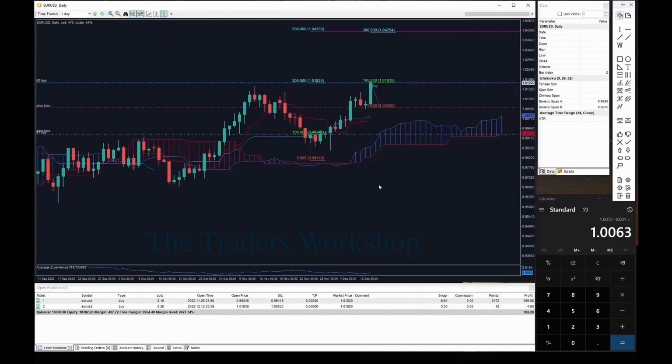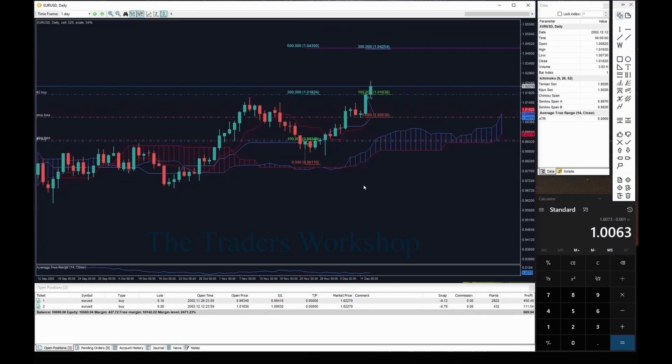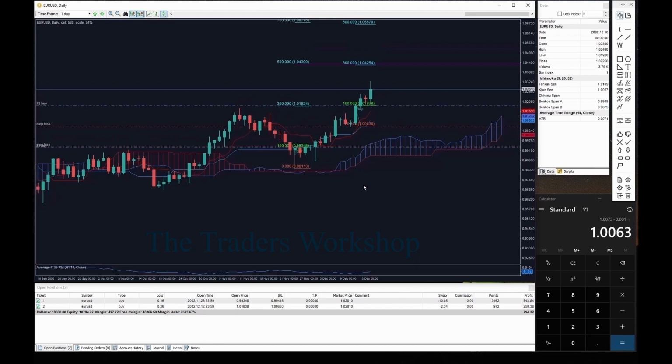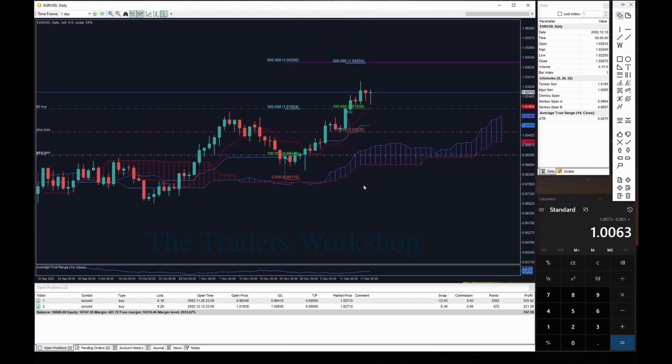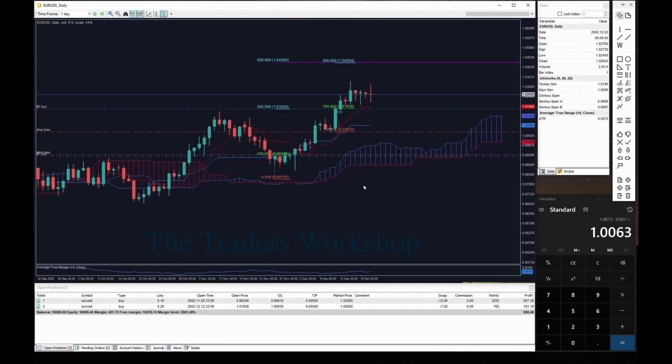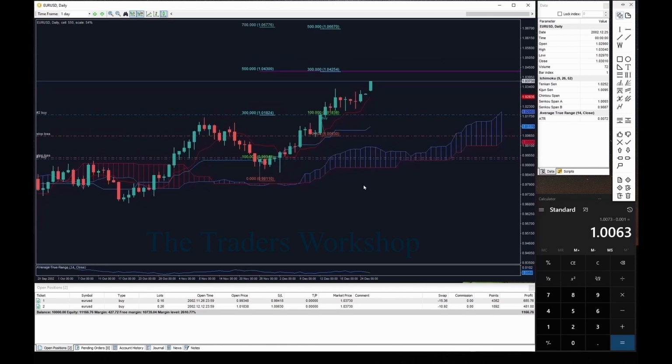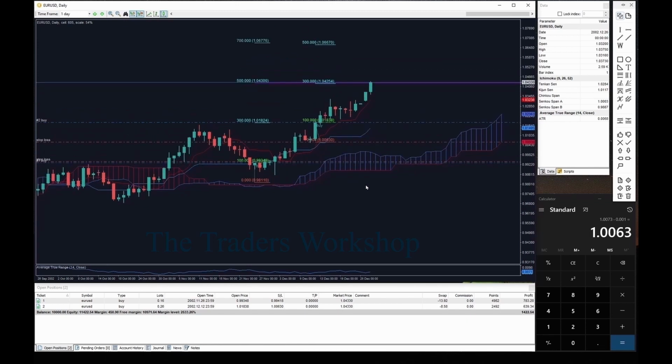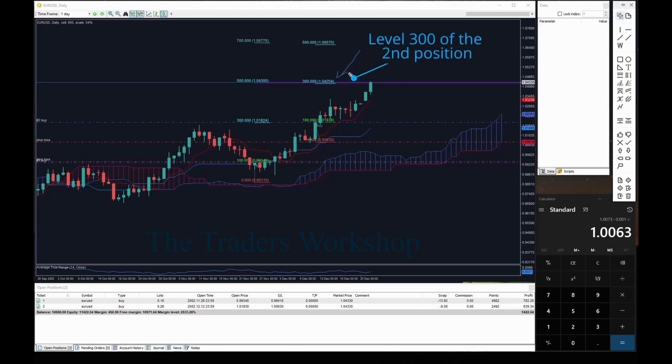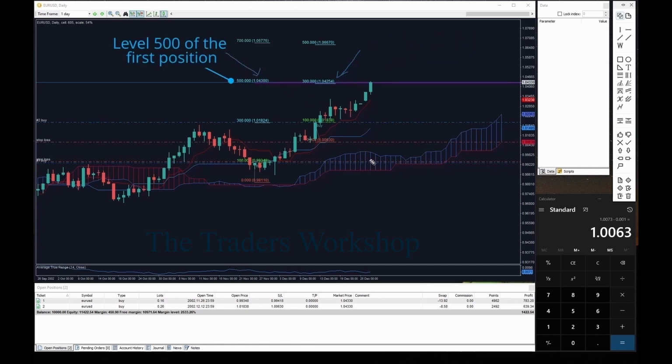Let's proceed and see what happens next. Okay folks, it seems that both levels have been hit. The level 300 for our second position was hit. The same is true for the level 500 of our first position.